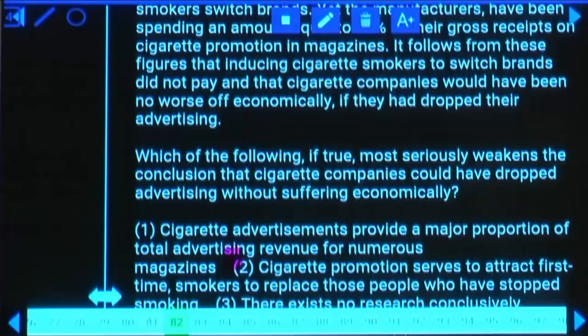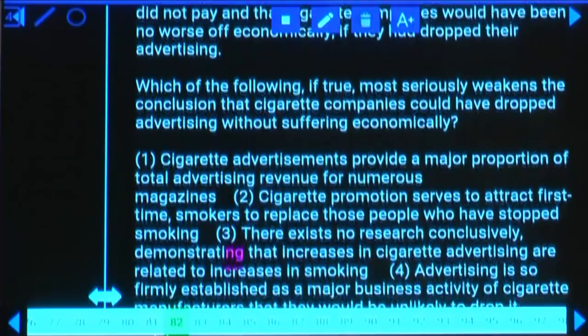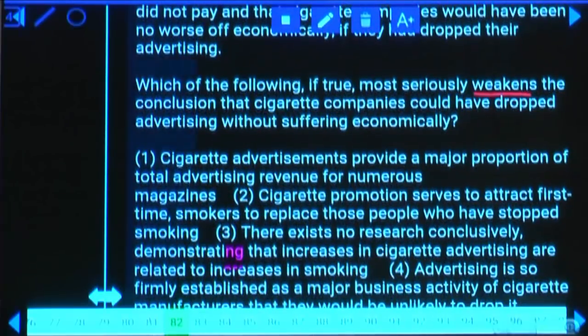And which of the following, if true, most seriously weakens? Most seriously weakens means, what do you mean by this? Weakening comes under which category? Strengthening and weakening. Which of the following most seriously weakens the conclusion that cigarette companies could have dropped advertising without suffering economically, isn't it?